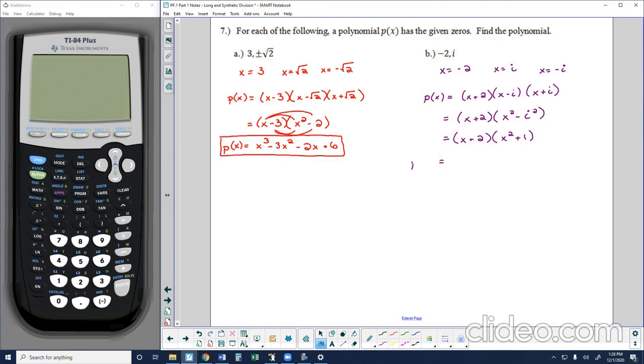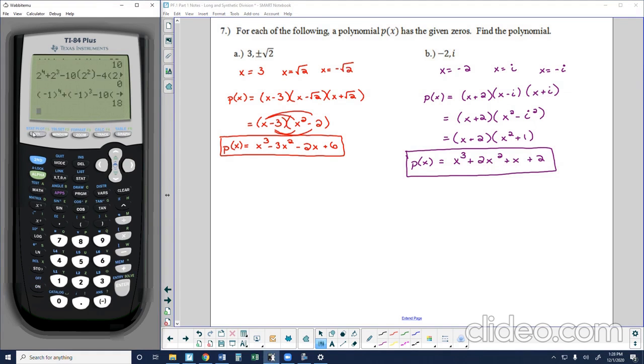So P of x is going to be x times x squared, which is x cubed, 2 times x squared, which is 2x squared, x times 1, which is x, and 2 times 1, which is 2. So p of x would be x cubed plus 2x squared plus x plus 2. If I want to check this, I can graphically.